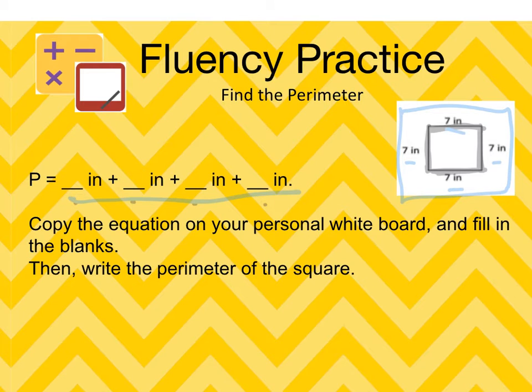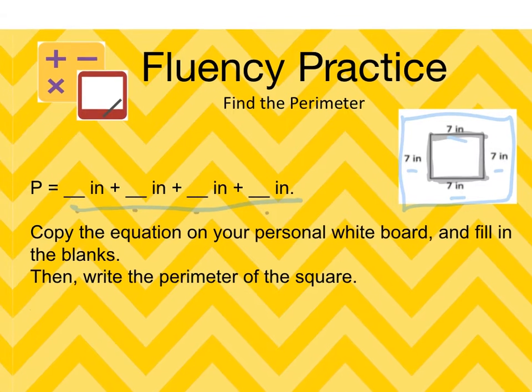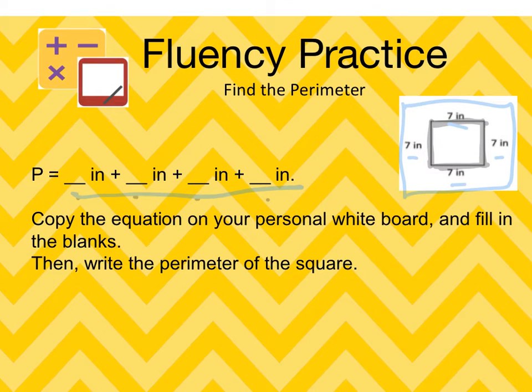Hey boys and girls, so you should have on your paper written 7 plus 7 plus 7 plus 7. So I'd have 4 sides times 7 inches on each side equals 28 inches. So your perimeter is 28 inches. So hopefully that's what you wrote on the slide before, or in the problem on the question. Hopefully that's what you put down for your answer. 28 inches is the perimeter.